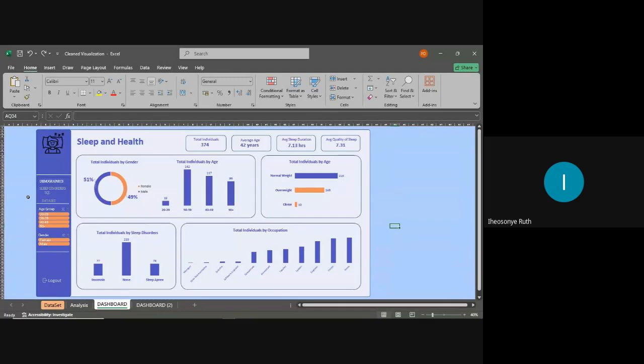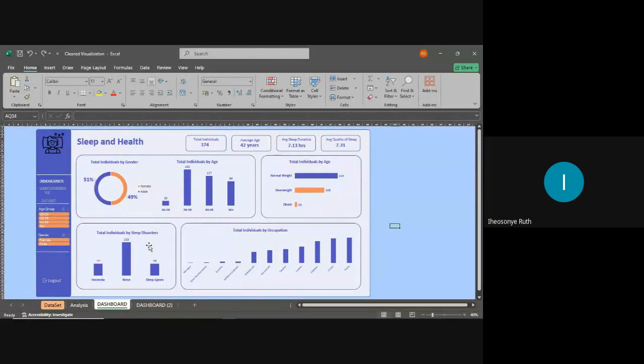In the first page, we found out that there were more male than female, with 51% male and 49% female. We grouped the age and found that most of the individuals fall under 30 to 39 years of age. And we did total individuals by BMI. Sorry for the heading, it's supposed to be BMI. And we found that most of the individuals had normal weight.